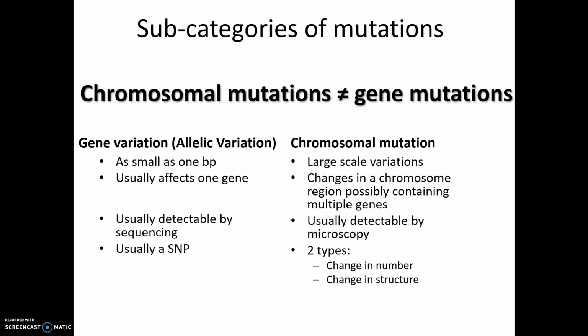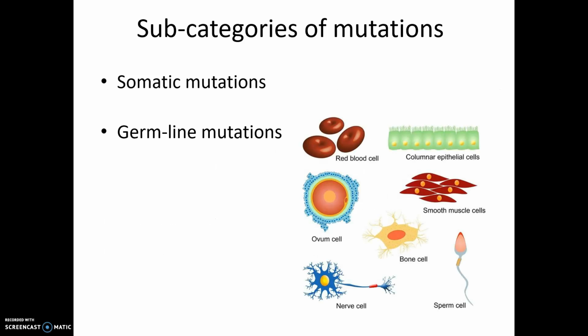Now, we can put mutations in several categories. One is based on size. So we talked about chromosomal mutations at large a couple chapters ago. Now we're going to focus on these gene mutations. These can be as small as one base pair change, okay, versus an entire chromosome. These, because they're one base pair, usually affect one gene, and you can only detect it by sequencing that gene. All right. And now this lecture is going to go over the different types.